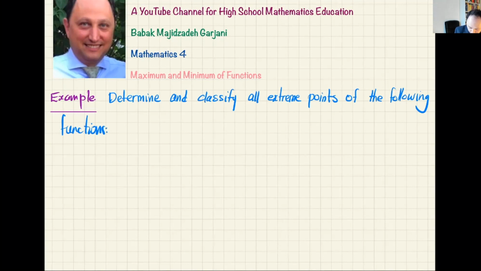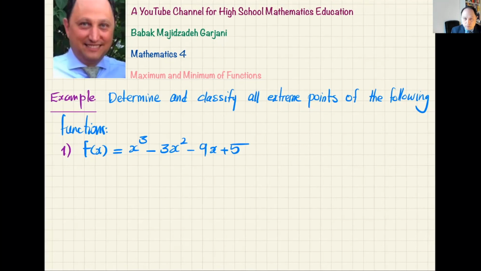So number one. Let me give an example that can be given exactly in Math 3C. So this is not something hard. x to the 3 minus 3x squared minus 9x plus 5. First of all, I hope that you understand. I am supposed to determine all extreme points, maximum and minimum points, and classify all of them. I want you to tell me which point that you found is maximum and which one is minimum. This means classify the points.